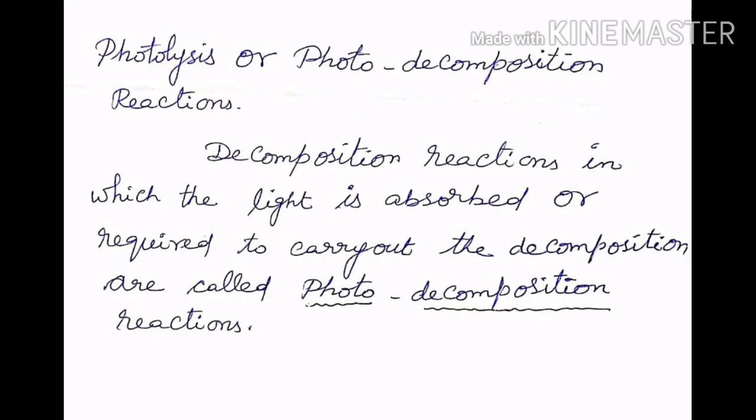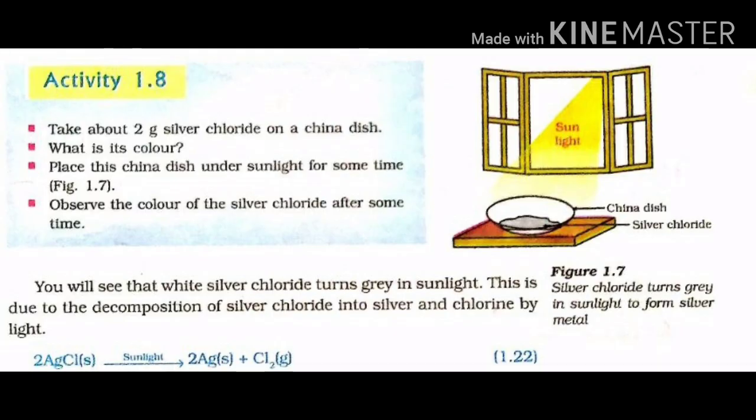Photolysis or photodecomposition reactions. Decomposition reactions in which light is absorbed or required to carry out the decomposition are called photodecomposition reactions. We can understand photolysis by doing an activity. Take about 2 gram of silver chloride on a china dish. Note its color. Place this china dish under sunlight for some time. Observe the color of the silver chloride after some time.